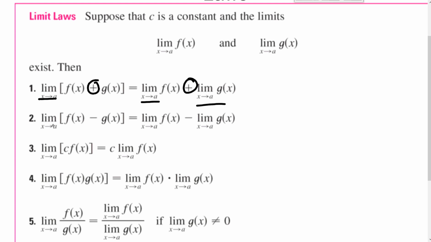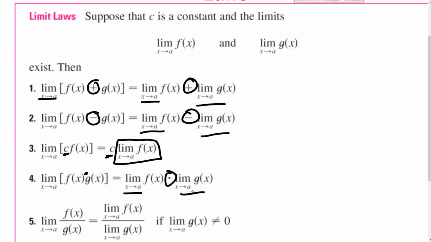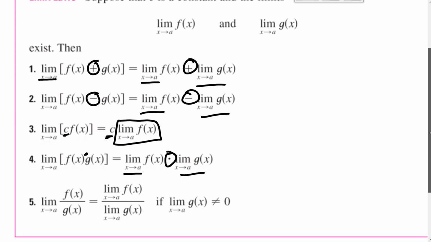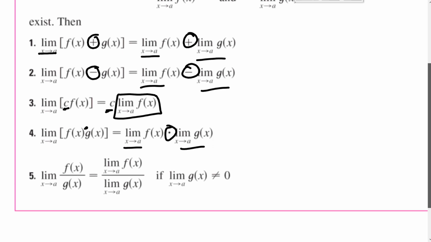And while I'm taking the limits, the limit of a difference is the difference of the two limits. If I'm taking the limit of a constant times a function, I can just take the limit of the function and multiply that by the constant. And if you're taking the limit of a product, then it's just the product of the two limits. So basically I'm just separating everything.